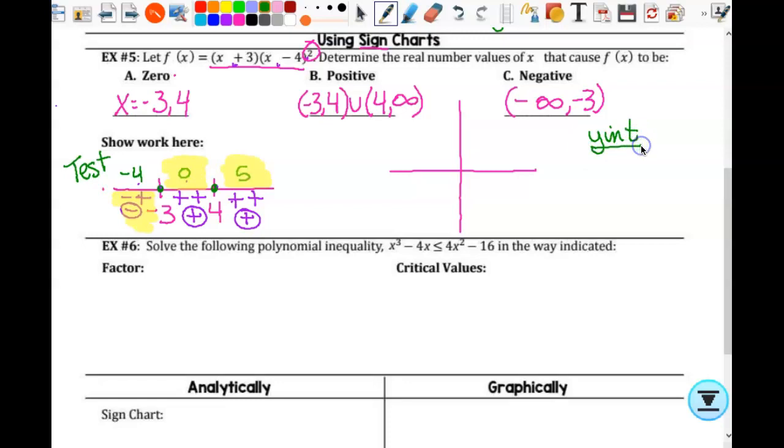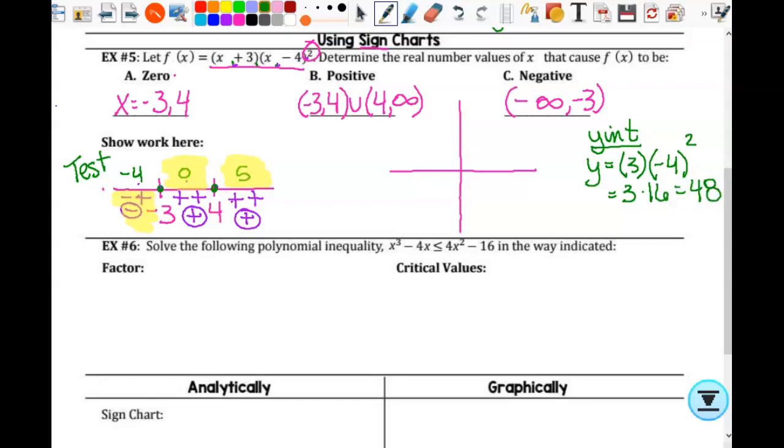So my y-intercept is when x is 0. So my y-intercept would be y equals, if x is 0, then that first set of parentheses gives me a 3. If x is 0, my second set of parentheses gives me a negative 4 squared. So this gives me 3 times 16, which is 48.